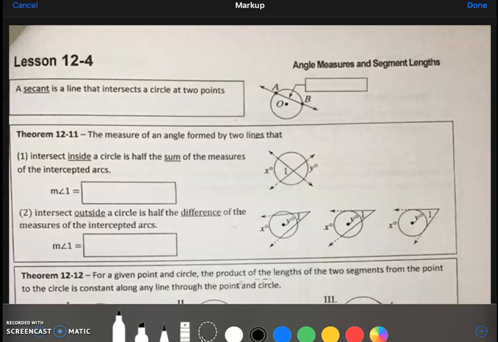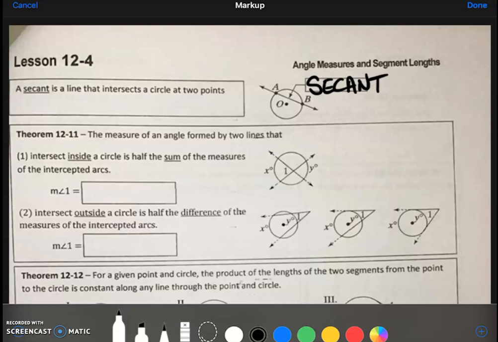This first picture here with the secant line: a secant is basically a line that hits the circle twice, unlike a tangent, which hits it just once. So this right here in this picture is a secant line. And so we are going to be having crisscrossing secant lines in a circle.